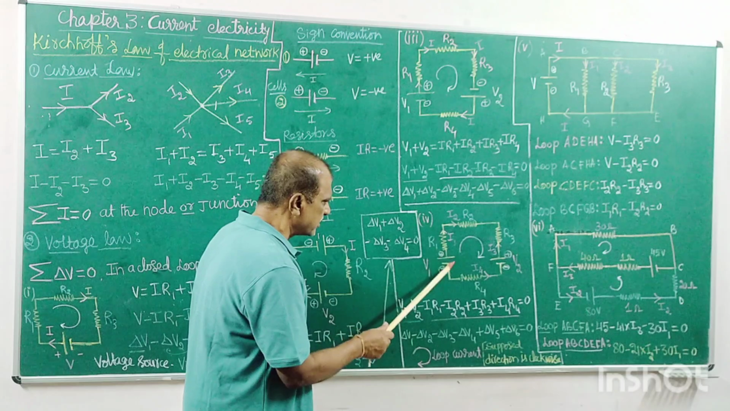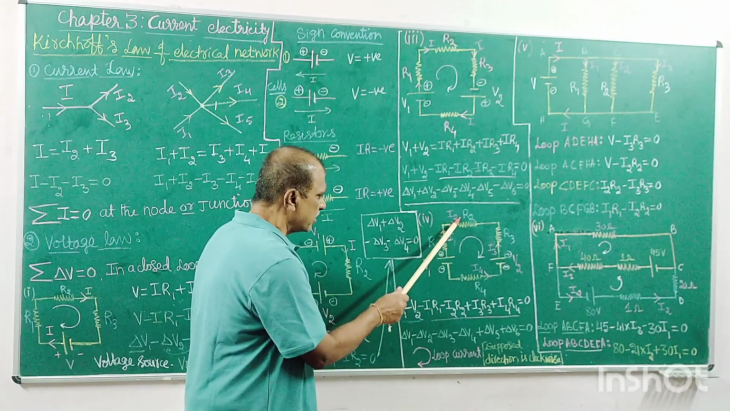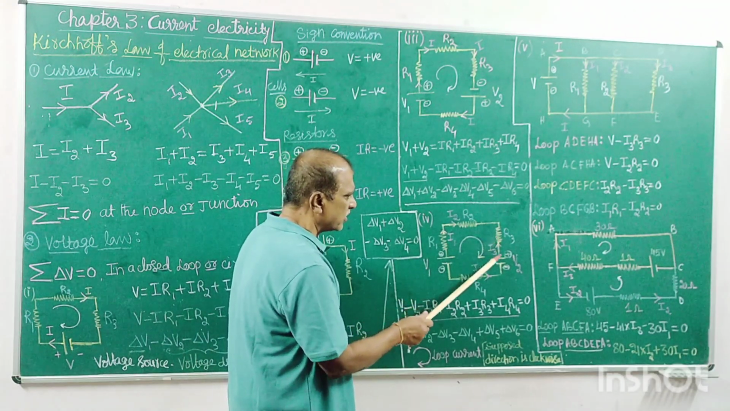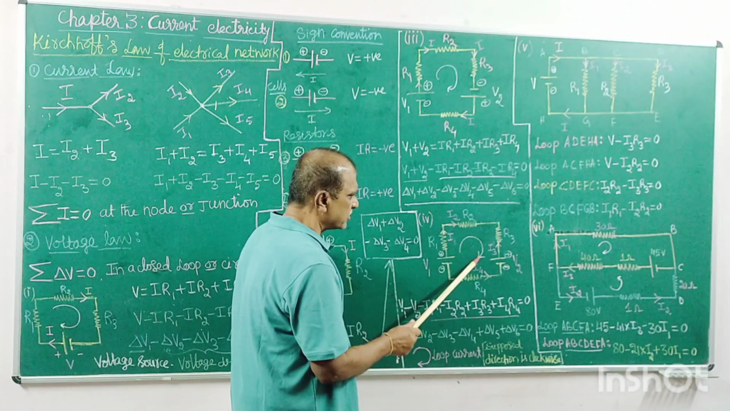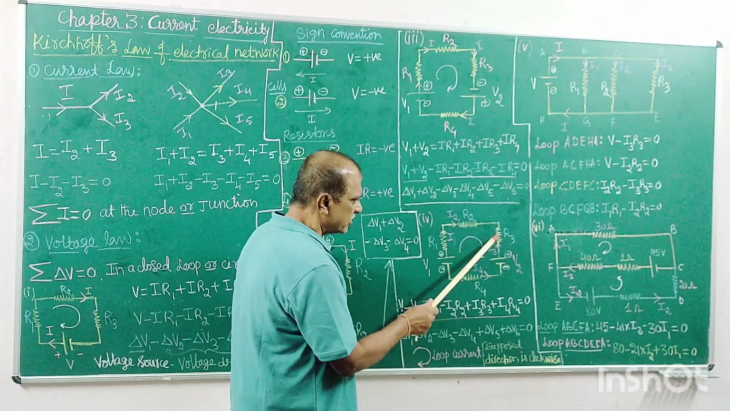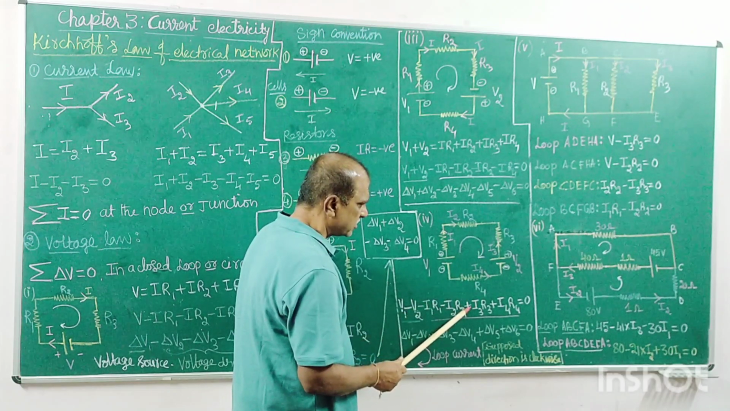For this resistance, minus. For this one, minus. But for this one, look at that, this current is going in this direction, it is in the opposite direction of this. Minus becomes plus. For this resistor, it is plus.